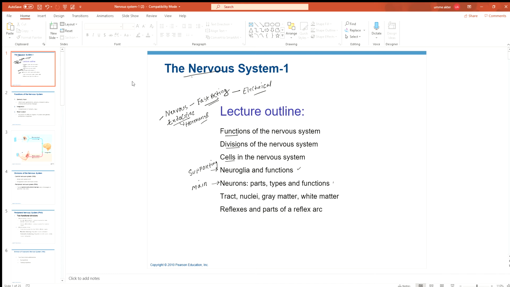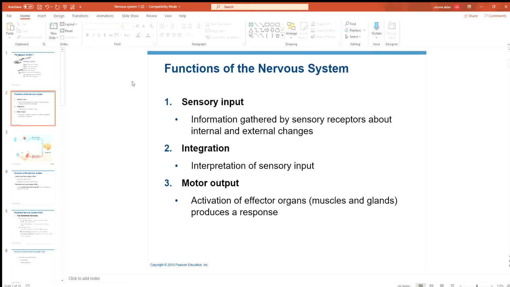We'll talk about the parts of a typical neuron. Then we'll talk about few structures we see very often inside the nervous system: tract, nuclei, gray matter, white matter. And then we'll talk about the reflex and the parts of a reflex arc. So your nervous system performs thousands of functions, but we can group all those functions into three types: sensory inputs, integration, and motor outputs.